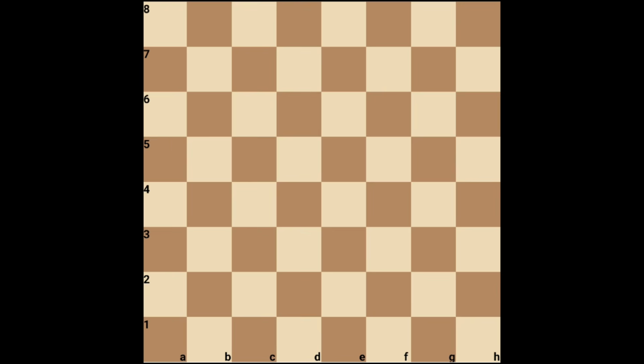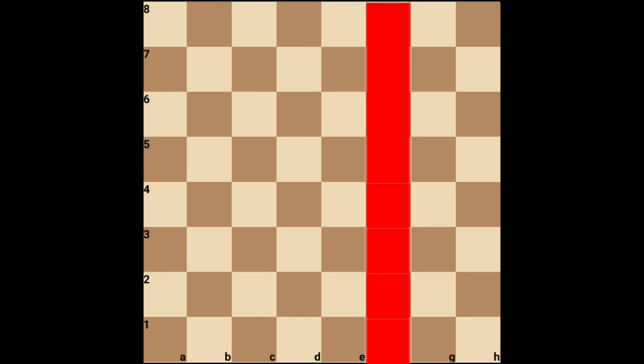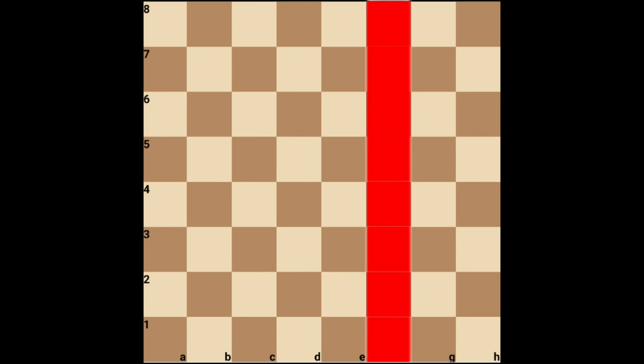File. A board file in chess refers to one of the 8 vertical columns on the chessboard, labeled A through H. All of these columns are files, as you can see from A to H. This means that this is the H file, this is the G file, F file, and so on.